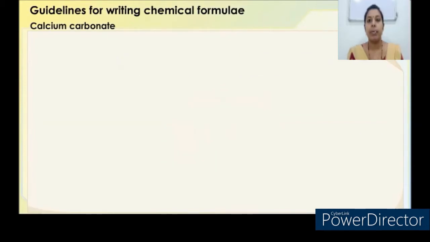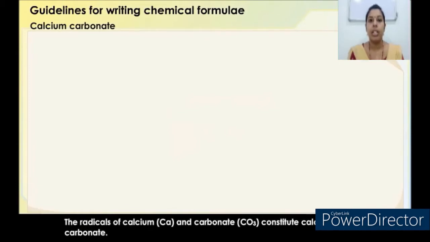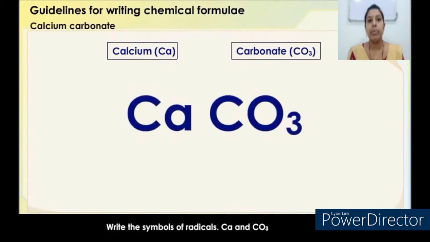Next, calcium carbonate, CaCO3. The radicals of calcium, Ca, and carbonate, CO3, constitute calcium carbonate. Write the symbols of radicals, Ca and CO3. Write valency of each radical at the top. Ca valency 2 and CO3 valency 2.